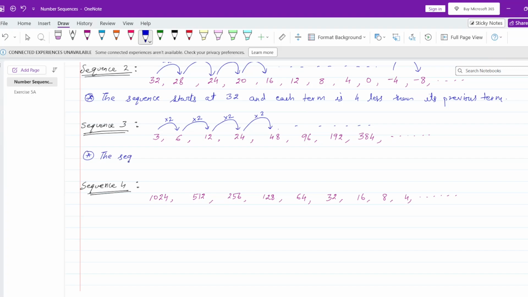the sequence starts at 3, and each term is twice its previous term.